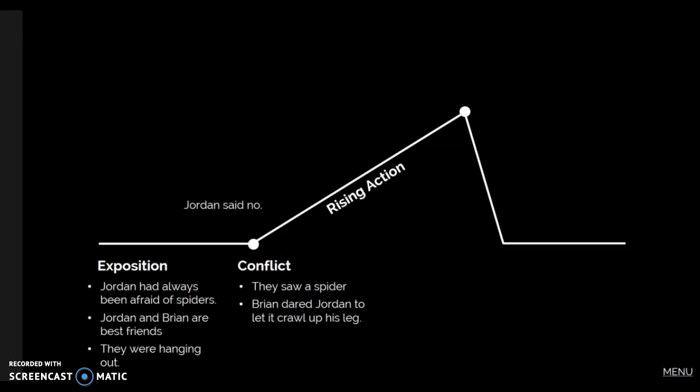So in the rising action of this little story, Jordan said no, right? Nope, not going to let a spider crawl on me. Also, Brian let the spider crawl up his leg to show Jordan that it wasn't so scary. It's another part of the rising action. And then finally, Brian said Jordan could borrow a skateboard, because remember, even after Brian did it, Jordan was still like, nope, not doing that. Brian finally said, dude, you can have my skateboard for a week if you just do it.